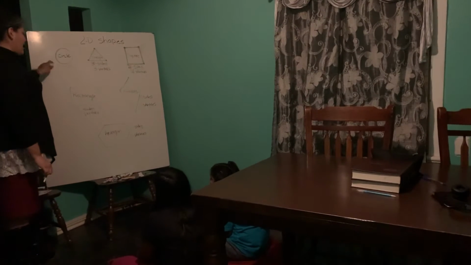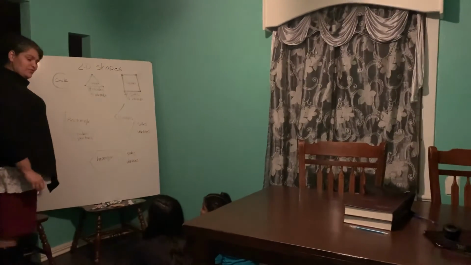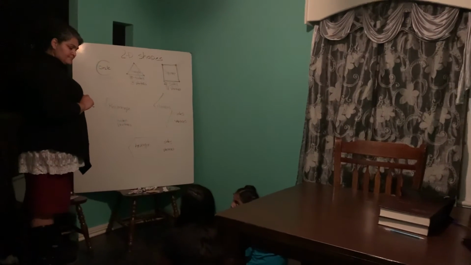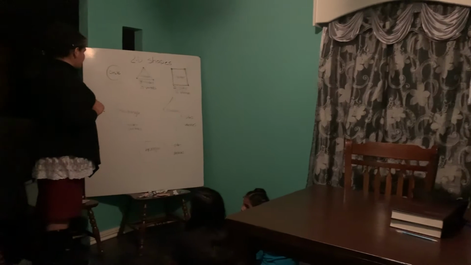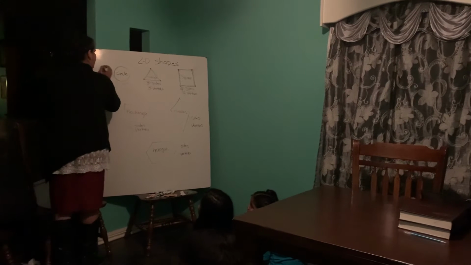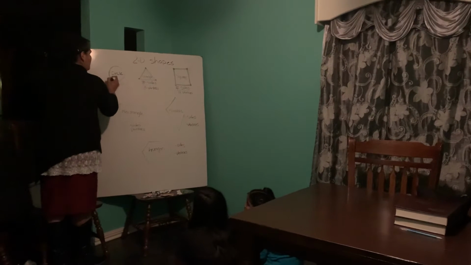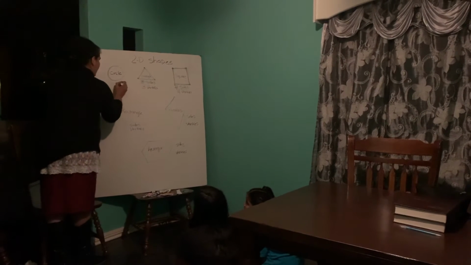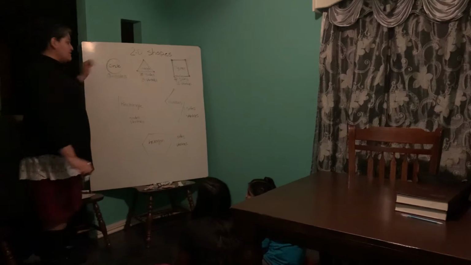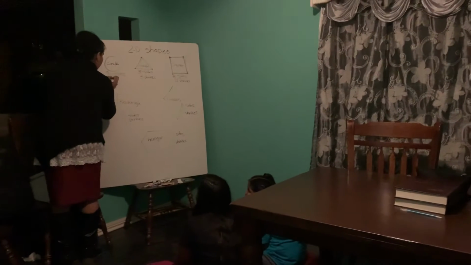How about the circle? How many sides do we have in the circle? 0. Why do you think the circle has 0 sides? There is no side. Yes, because it has no corners, right? It has no corners. It's round. So there's no sides, which means it has 0 sides. So how many vertices? 0. 0 vertices as well.